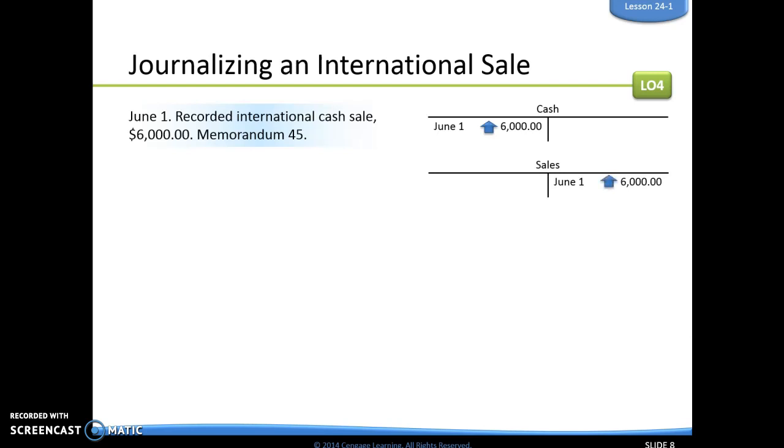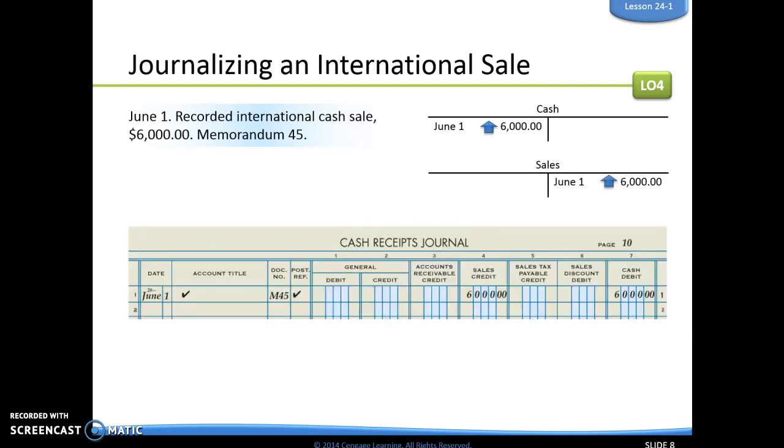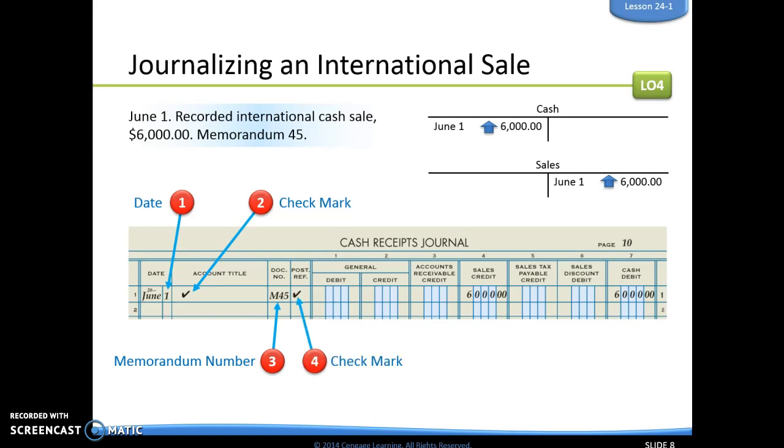We've made a sale. Since we're receiving cash, that's going to go into our cash receipts journal. We're going to include our date. That check mark goes in there, a memorandum number, and then we're going to have another check mark because that just means that nothing will be posted individually. And then we're going to credit sales and we're going to debit cash. Remember, the reason that the check mark goes in over here is because there's no account to put into that title.